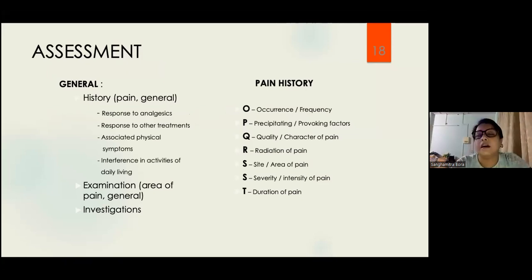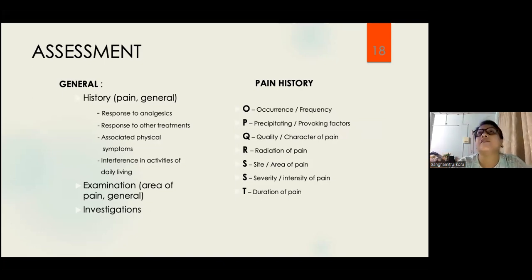As we take the history of a present illness, since chronic pain is also a disease and an illness, you take the history of the pain. You take a general history also. You ask about the response to analgesics that he has already taken, and any other treatment, for example, radiation, any regional blocks, or any injection that he has taken before.